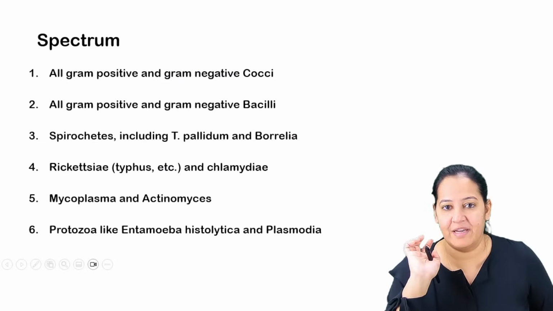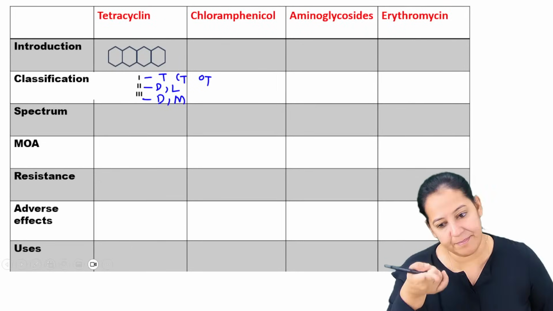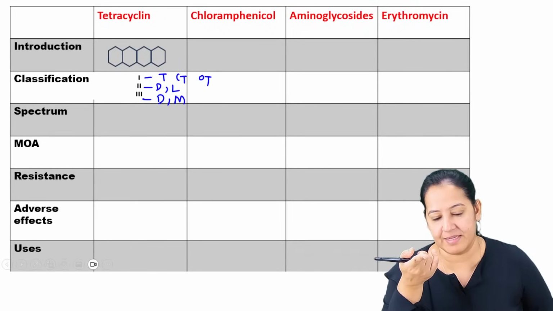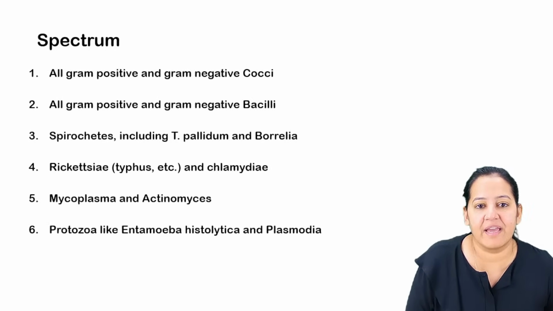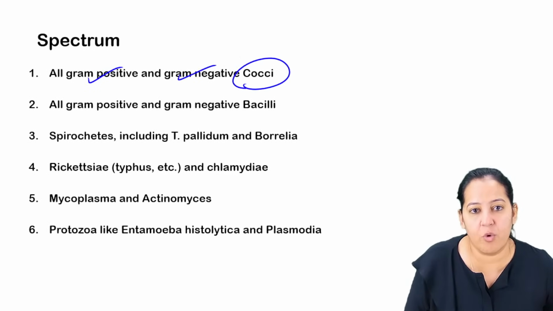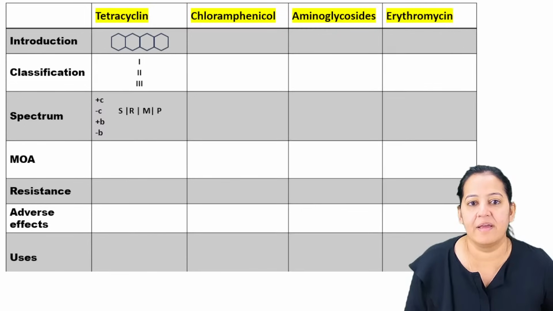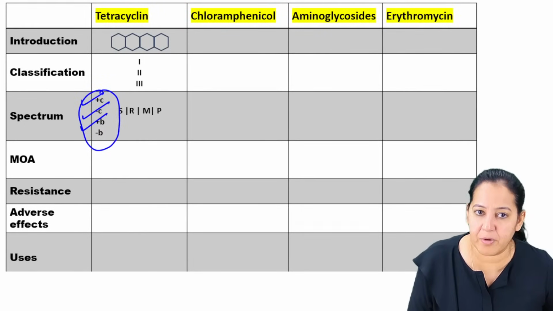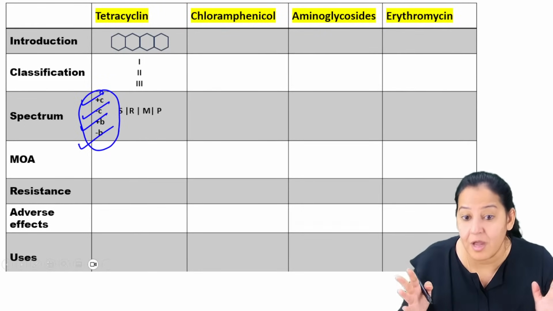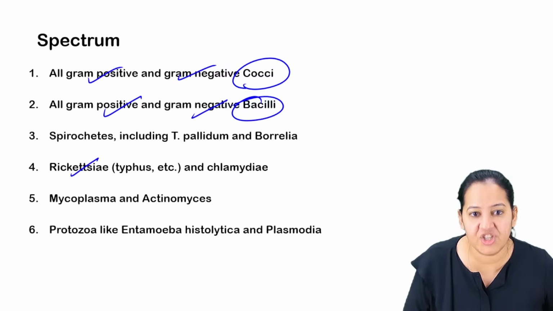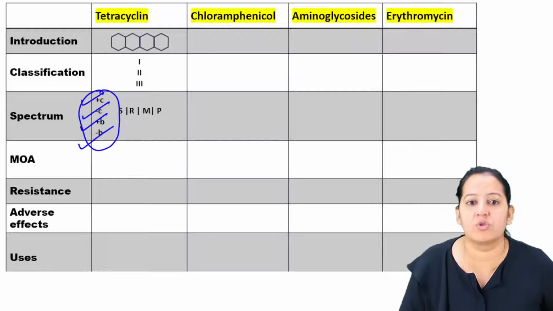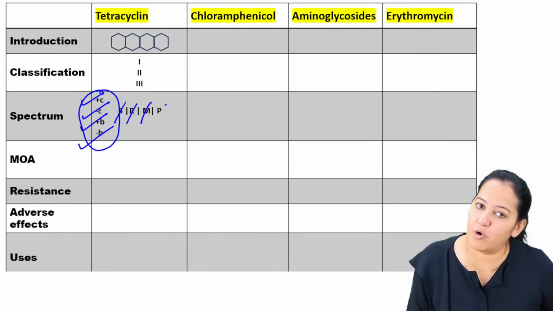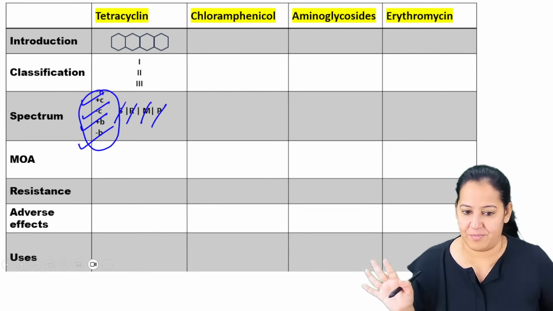So spectrum, okay? There are 4 types of bacteria. You may be knowing gram positive cocci, gram negative cocci, gram positive bacilli, gram negative bacilli. So tetracycline is active against all gram positive and gram negative cocci, all gram positive and gram negative bacilli. So all 4 categories it is active. It's a broad spectrum. Not only this, it is active for Rickettsia, spirochetes, Mycoplasma and Protozoa also. So it is a broad spectrum.